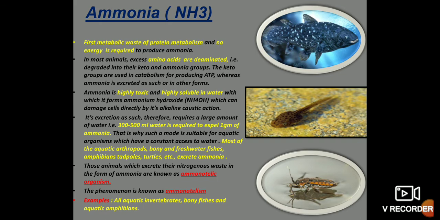Those animals which excrete their nitrogenous waste in the form of ammonia are known as ammonotelic organisms, and the phenomenon is known as ammonotelism. Examples are all aquatic invertebrates, bony fishes, and aquatic amphibians. As the excretion of ammonia requires lots of water, terrestrial organisms evolved a mechanism to convert ammonia into less toxic forms, that is urea and uric acid, which help conserve water. Mammals including human beings, marine fishes, and terrestrial amphibians excrete urea.